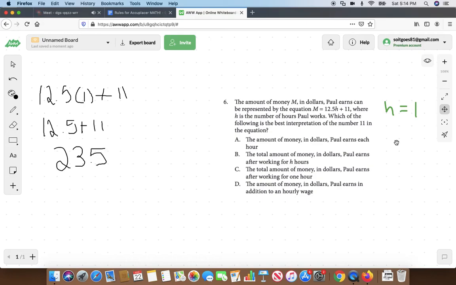Okay. All right, so if he's worked 1 hour, he's made $23.50. That's what that's saying. Does that make sense? Yes. Okay. Interesting.